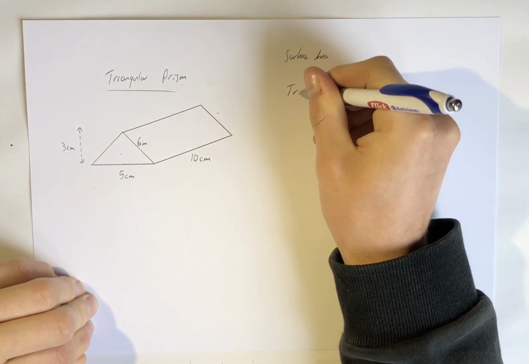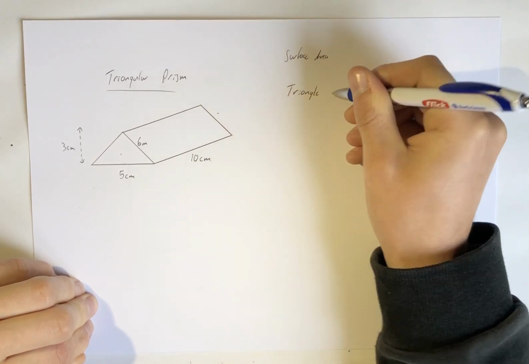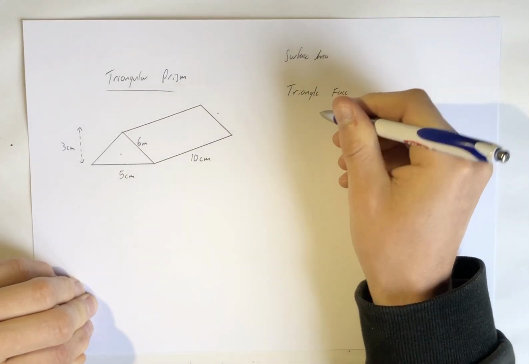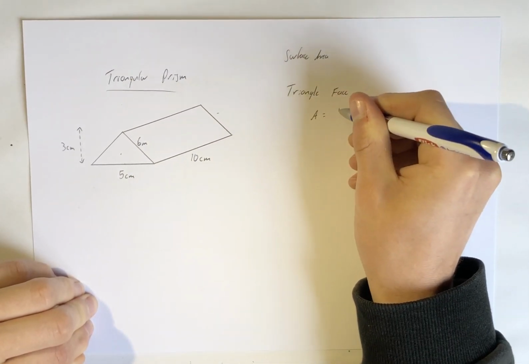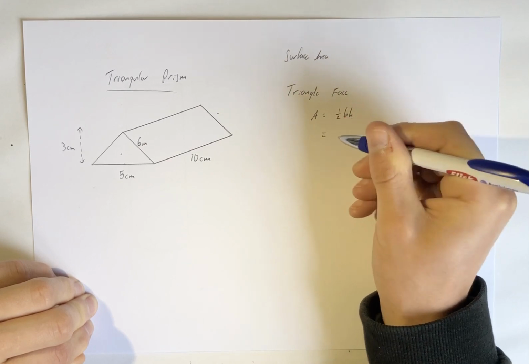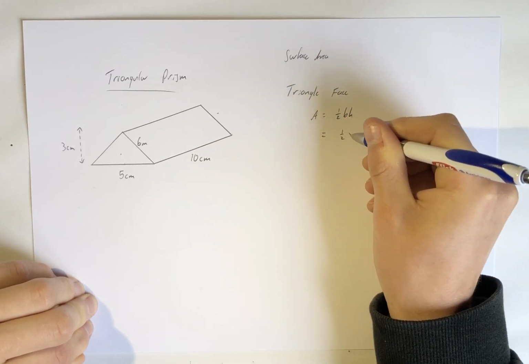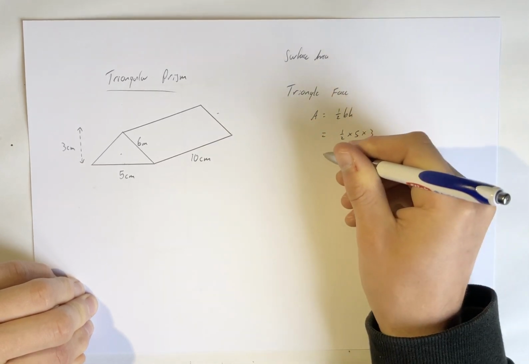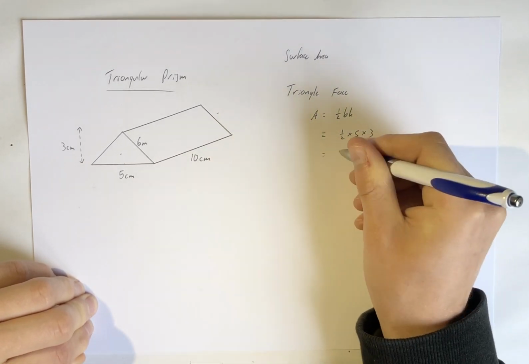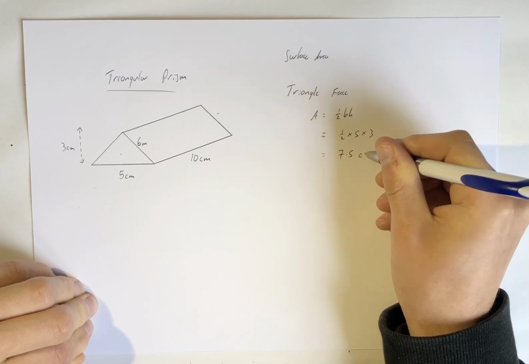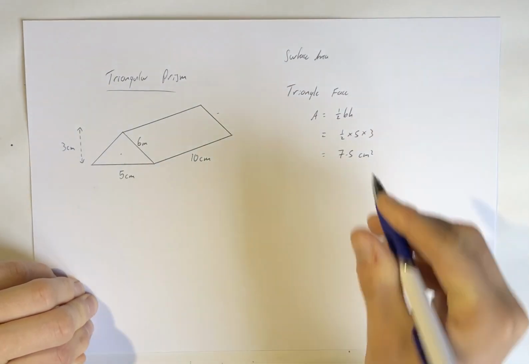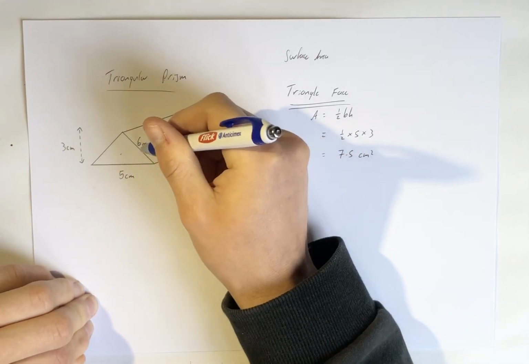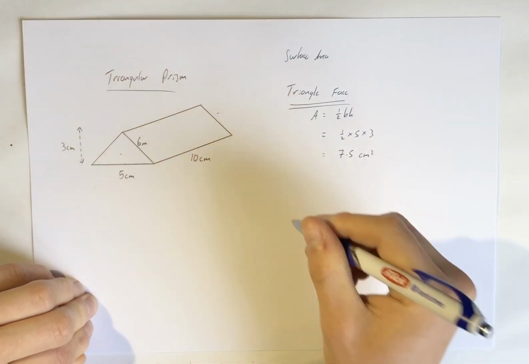So I might do this working a bit more pedantically. Triangle face. So that's going to be, area is a half base times height. So it's going to be a half times 5 times the height of 3. So that's going to be a half of 15, 7.5 centimeters squared. Okay. And now we want this rectangular face.